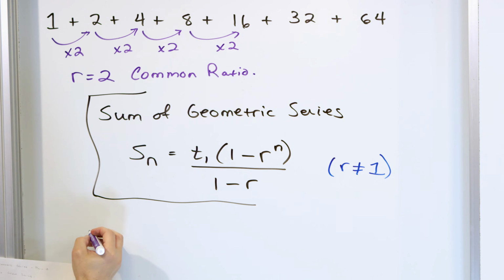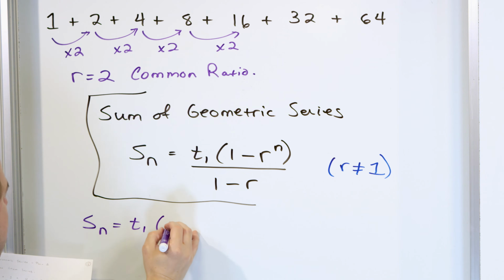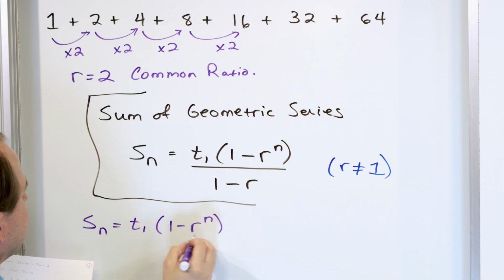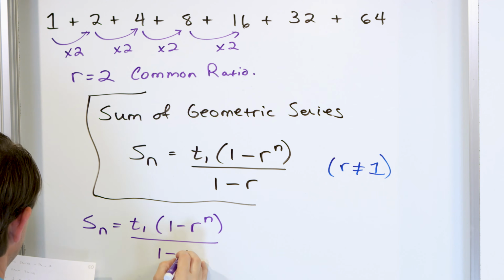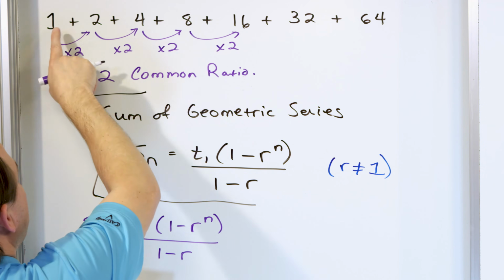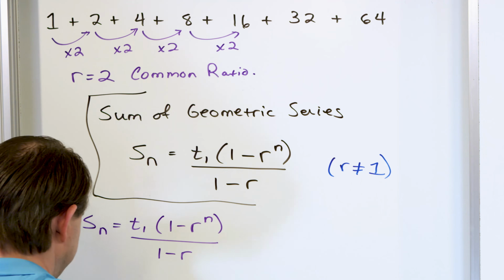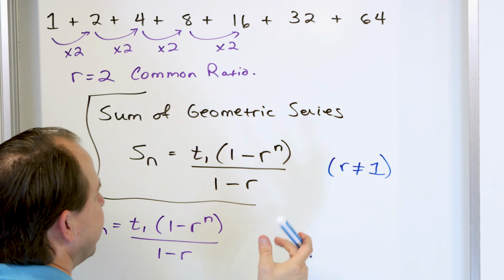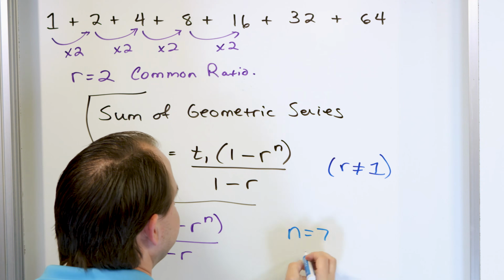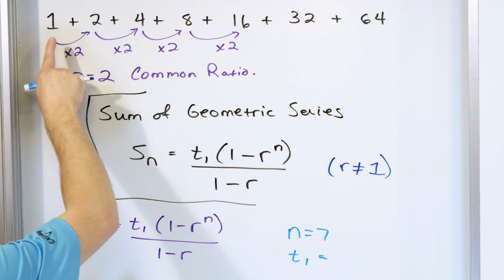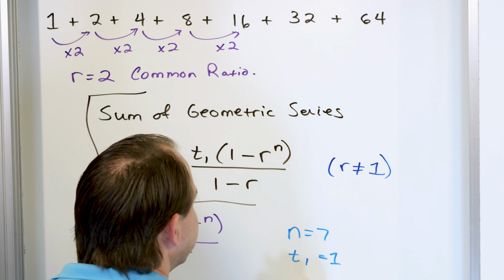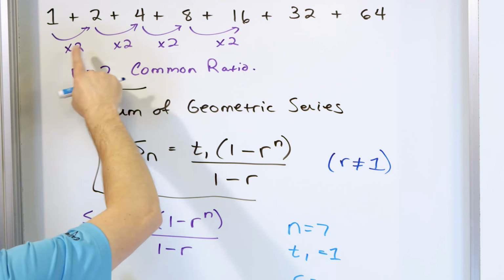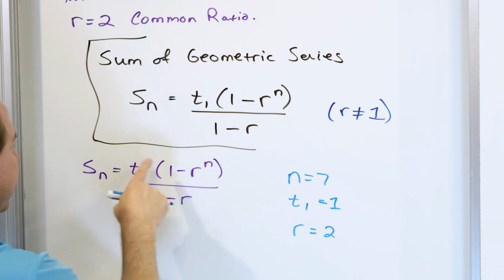So we just said that the nth partial sum is the first term times 1 minus r to the power of n, over 1 minus r. That's what we said. And we have 1, 2, 3, 4, 5, 6, 7 terms. So for this particular series, we know that n is equal to 7. We know that the first term is equal to 1. And we know that the common ratio, because we just wrote it down here, is 2. So we have everything needed.